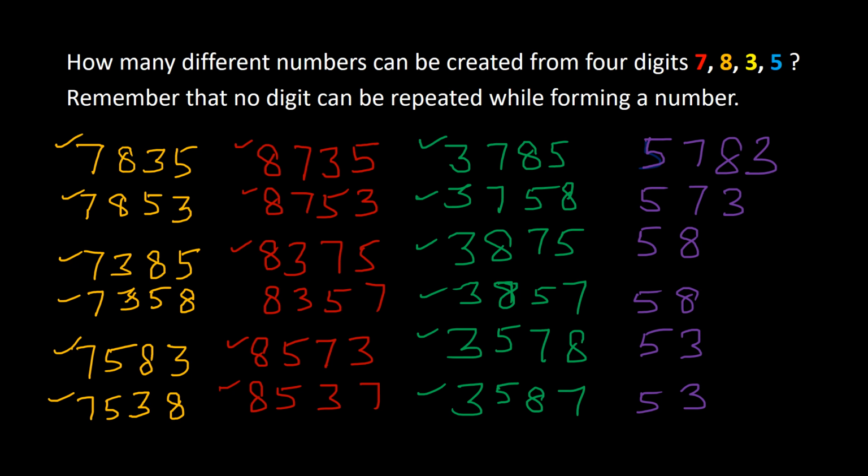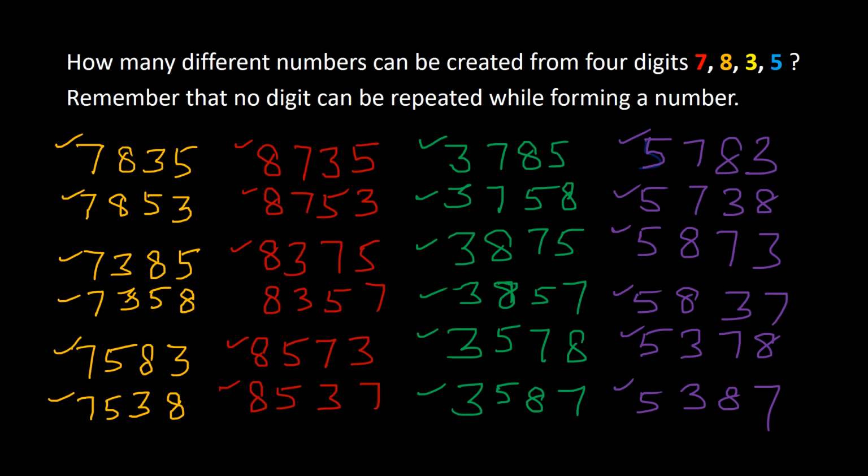or 3, 8. Likewise, when we begin with 5, 8, then the next two numbers which are possible are either 7, 3 or 3, 7. Similarly, when we begin with 5, 3, then the next two numbers could be possibly 7, 8 or 8, 7. So again we find that 6 numbers can be formed when we start with the digit 5.